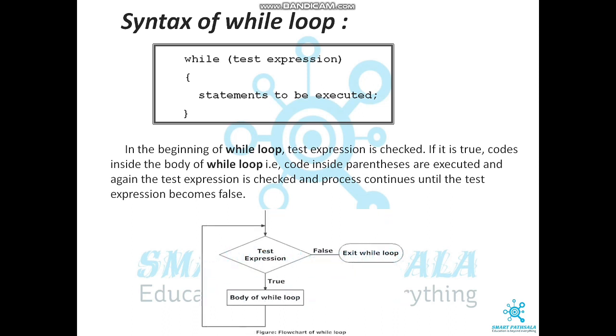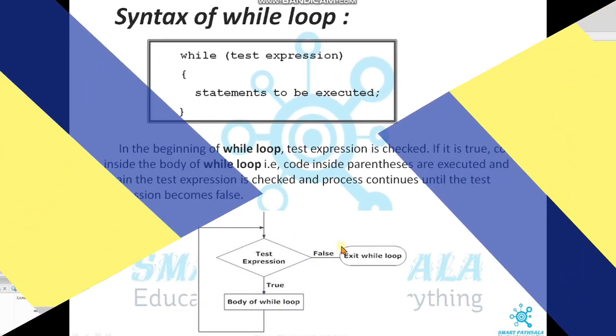Now here in the flow diagram you can see that firstly the test expression will be checked, and if it is true then the body will execute. Otherwise, if it is false, then it will exit the while loop, and this will continue until the expression becomes false. Now we will see a program for the while loop.